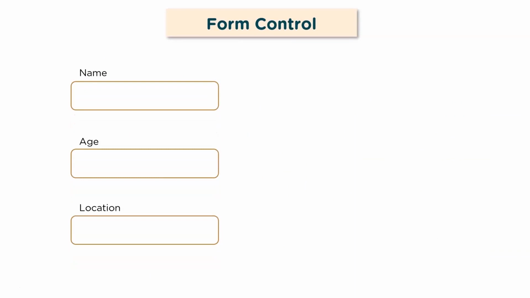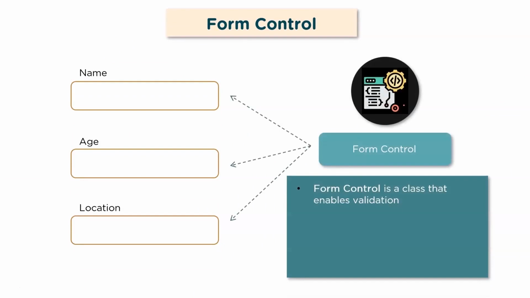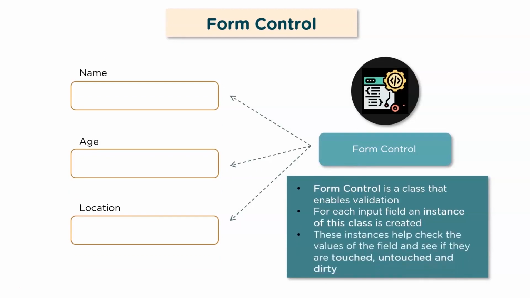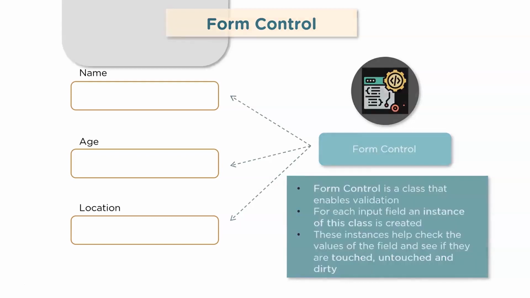So consider a typical form consisting of fields like name, age, and location. Now, a form control is basically a class that enables validation of these fields. For each input field, an instance of this class is created. These instances help check the values of the field and see if they're either touched, untouched, dirty, pristine, valid, invalid, and so on. So this allows you to check every field for the value. It makes it easier to understand which field's value is invalid or which field has not been entered, etc.